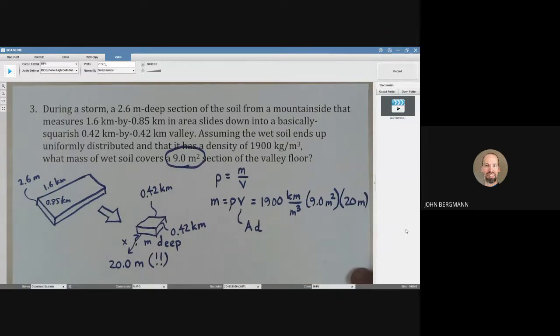This ought to be the mass. And dealing with significant figures, I think we should round our answer to 2. I calculated that the mass in scientific notation is about 3.4 times 10 to the 5th kilograms.